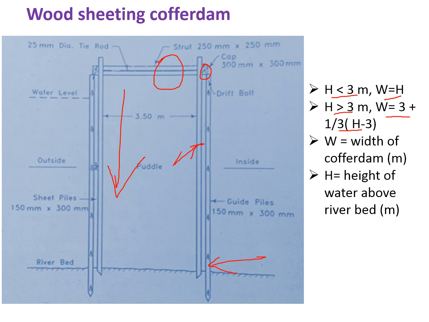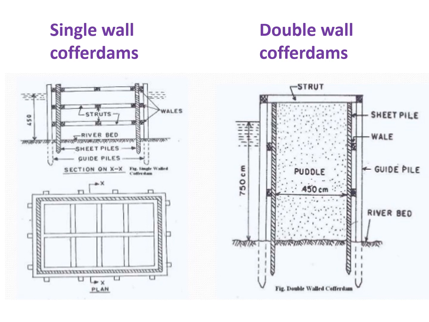Here also there are two rows of sheet piles used. That's why it is called double wall. If it is wood, then it is wood sheeting. If it is steel, then it is called the steel sheeting cofferdam. Here you can clearly make out the difference between single wall and double wall cofferdam.